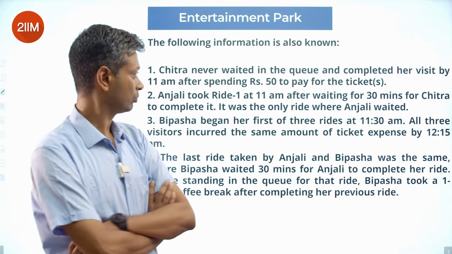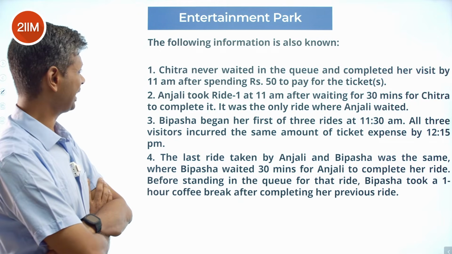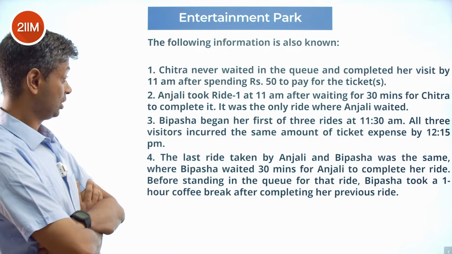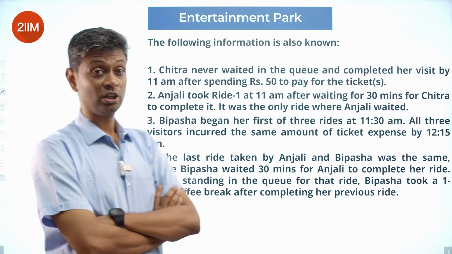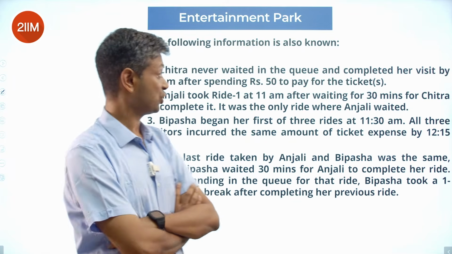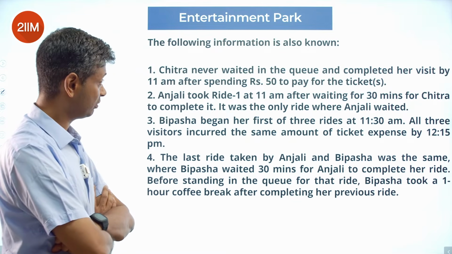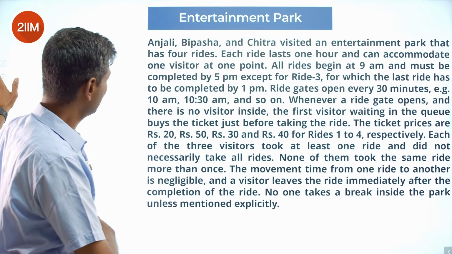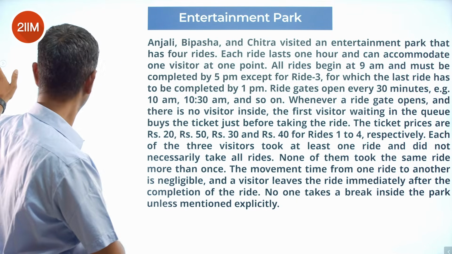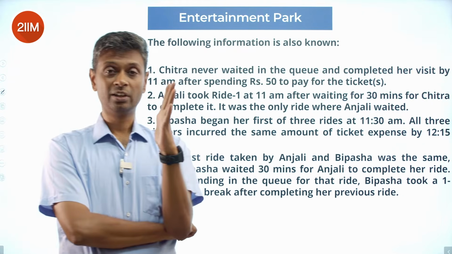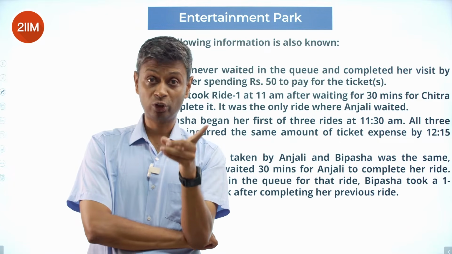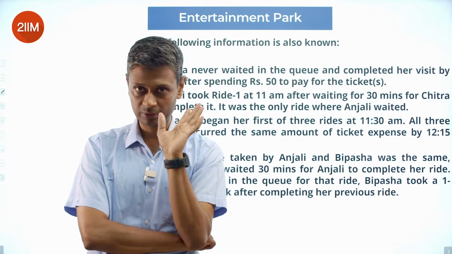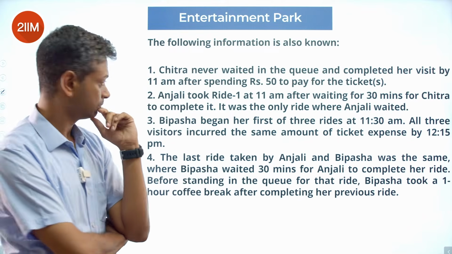That's the combo. Anjali took ride 1 at 11 a.m. after waiting for 30 minutes for Chitra to complete it. She started at 11 a.m. Chitra finishes it at 11 and she's taken ride 1 from 10 to 11. Ride 1, how much does it cost? 20 rupees. So Chitra spent 50. She's not spending on the 50 rupee ride because she's spending on the 20 rupee ride also. She spent 30 and 20. 9 to 10, 10 to 11. So we know everything about Chitra.